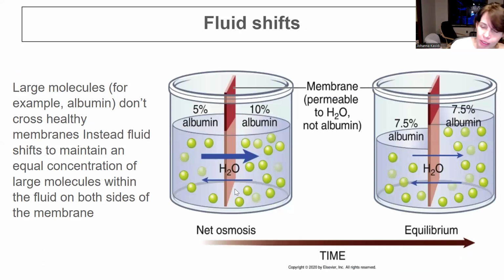Now, specifically with albumin, you can see when I'm looking at this beaker on the right, the fluid on the left side has 5% albumin, a lesser amount of albumin, and the other side is 10%. When this happens, like when you have low albumin, the fluid shifts into your cavity because it wants to be equal. So if you look over here at the membrane, they're both 7.5% albumin, the same percent of solutes to the fluid. That is what happens with osmosis.